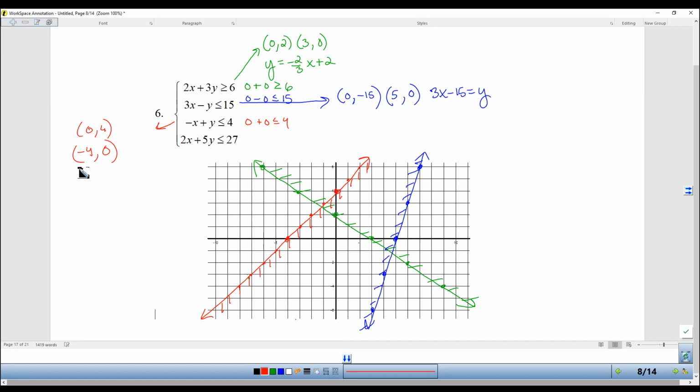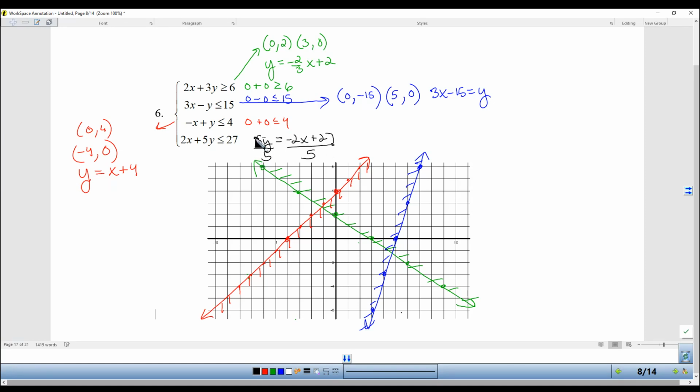If you did not like my intercept method, this is a nice easy one to just move the x to the other side. Lots of choices. Okay, I do want to focus on this last one here because the intercept method won't work because it's not evenly divisible. So I know that you're going to want to move the 2x over to the other side, and then you're going to want to divide by 5.